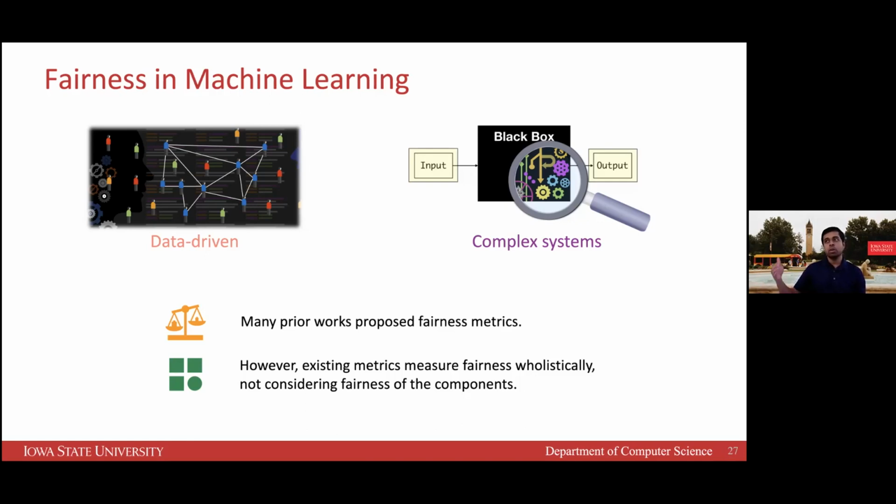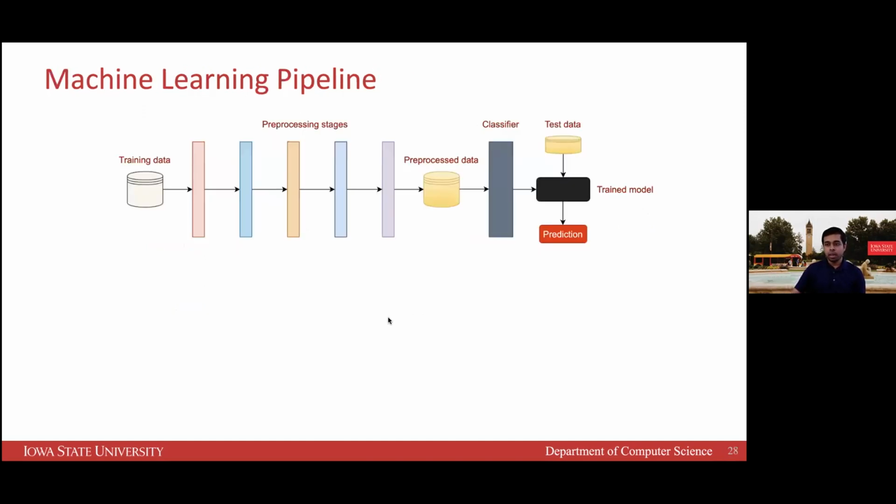So in this work, I tried to calculate the fairness of a specific component in the machine learning pipeline. This is what a canonical machine learning pipeline looks like. The training data goes through a set of pre-processing stages, and before feeding into the machine learning classifier, it's fed into the classifier, and then the trained model operates on the test data to make predictions. So what are these stages?